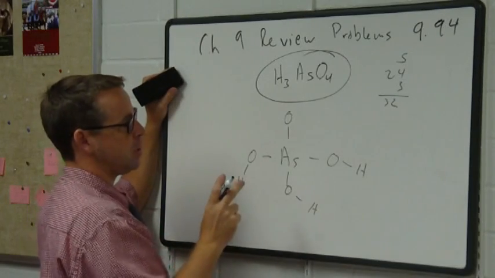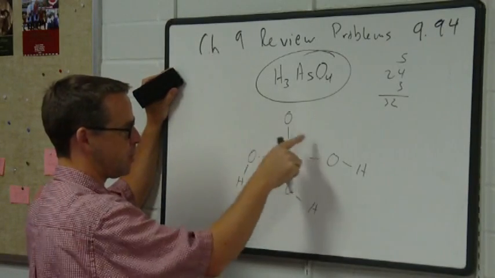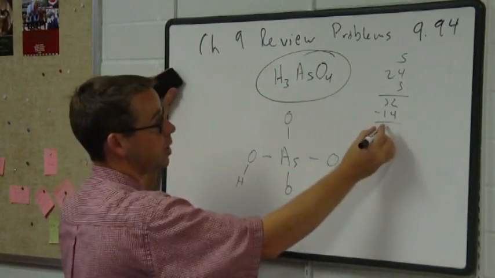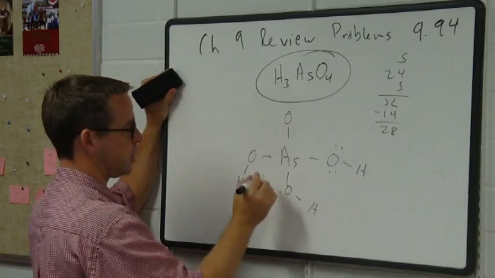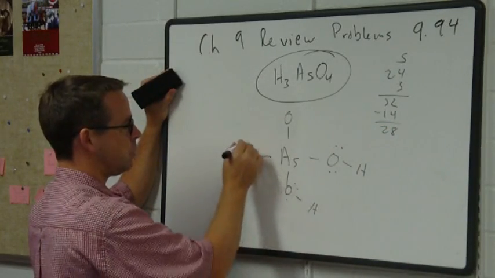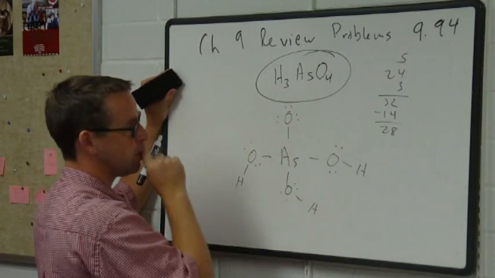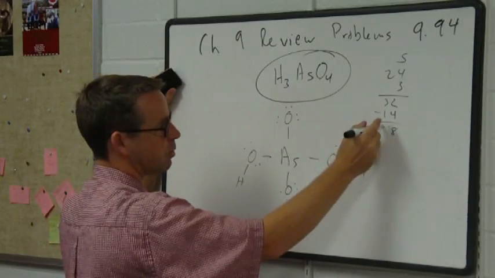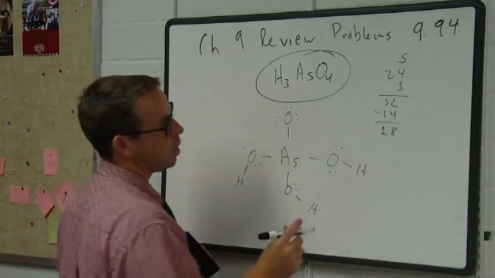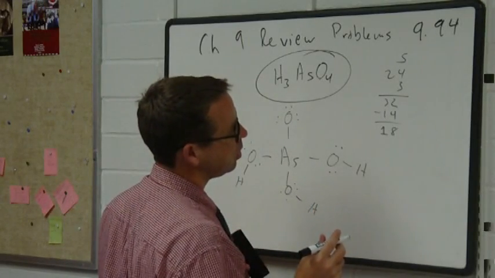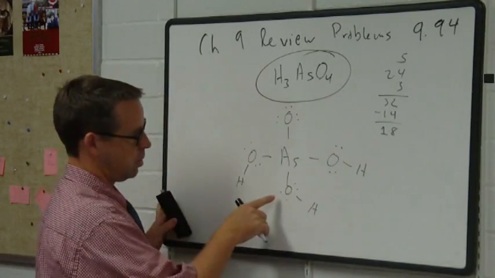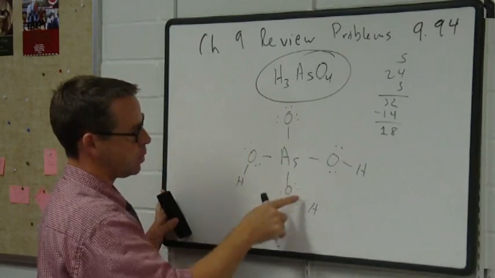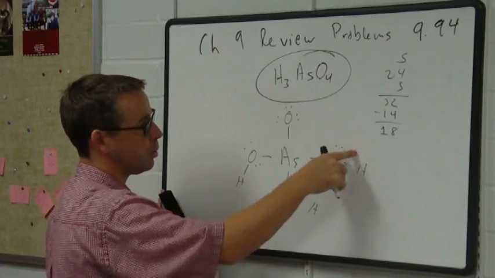So the question is, how many electrons do we have left? We have 14 already being used up. So there's 28 left over. Oh, this isn't 28, this is 18 left over, right? Yeah. So, let's see, is that right? Counting up to 32.